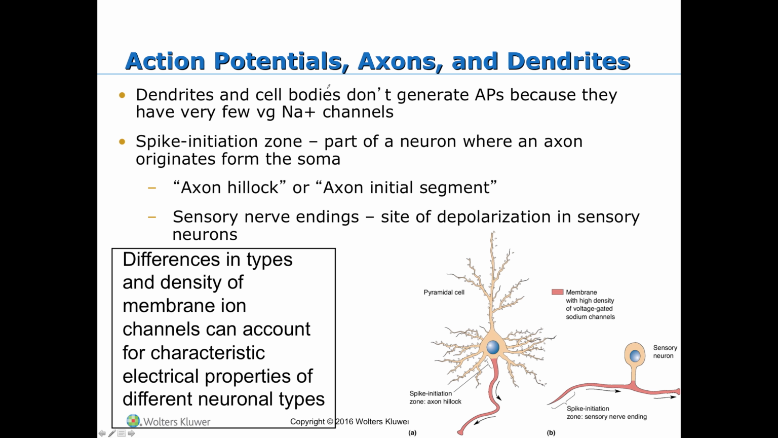So dendrites and cell bodies, or somas, don't generate action potentials because they have very few voltage-gated sodium channels. So by this time, you should understand that voltage-gated sodium channels are very, very important for the propagation and for the creation of action potentials. Now, the axon hillock is known as the spike initiation zone. This is the part of the neuron where an axon originates from the soma, and the sensory nerve endings are sites of depolarization in sensory neurons. So here's the spike initiation zone, or the axon hillock, where you have a very high density of voltage-gated sodium channels. This is where the action potential will begin, and then you'll have a traveling of that information down the axon towards the terminal button down here.